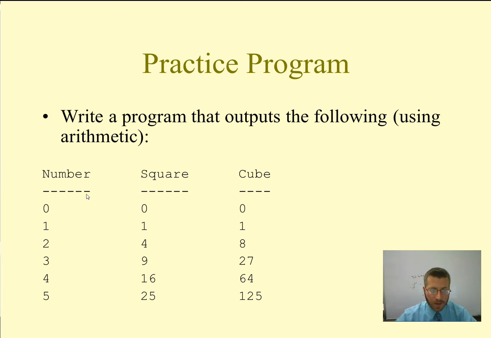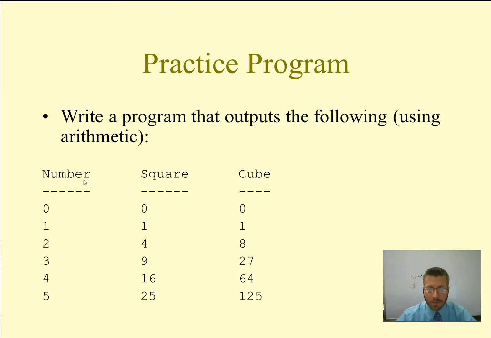Then we're going to have the 6 dashed lines followed by a tab, 6 more dashed lines followed by a tab, 4 dashed lines followed by a new line, and then we're going to start printing out our values. So let's get these first 2 lines done, and then we'll come back and figure out how we're going to print out these different numbers on each line.